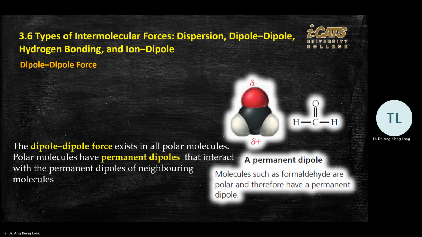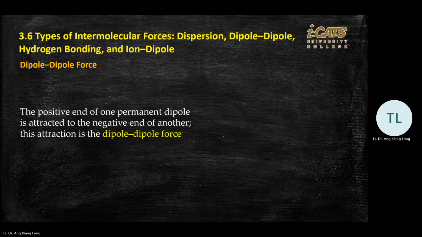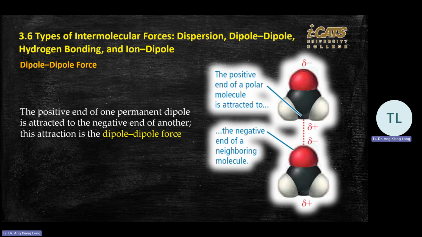For example, the one you see on the diagram here is CH2O, which has an imbalance of polarity. The positive end of one permanent dipole is attracted to the negative end of another one. This attraction is called dipole forces.